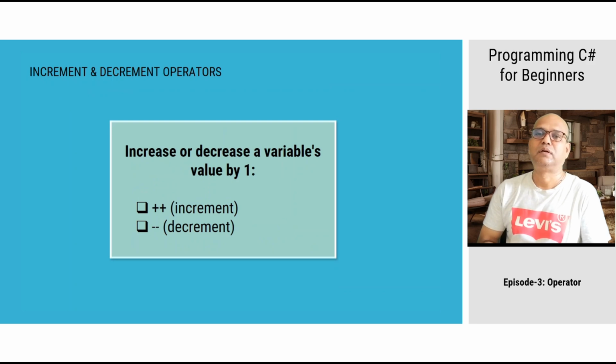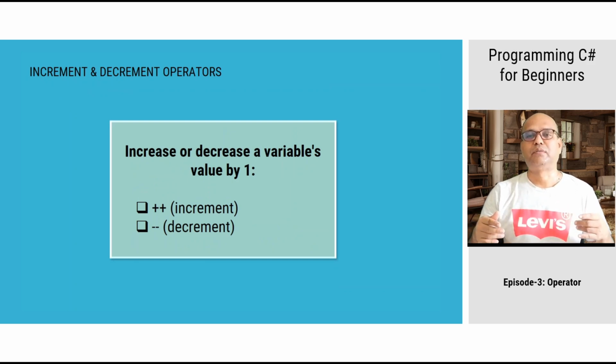Increment and decrement operators. In C#, there are two types: increment and decrement operators. The plus plus sign is used for increment and the minus minus sign is used for decrement. Basically, it increases or decreases a variable's value by 1.